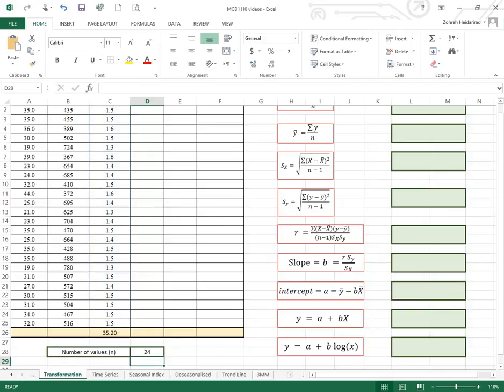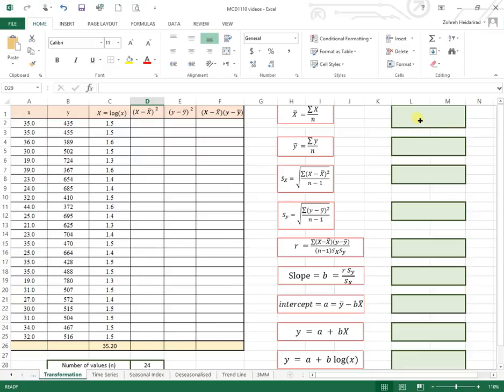Now ready to calculate the mean of x values, which equals the total of x values divided by the number of them. Then we can calculate the mean of y values. So we need the total of y values, press enter, and this equals the total of y values divided by the number of y values.